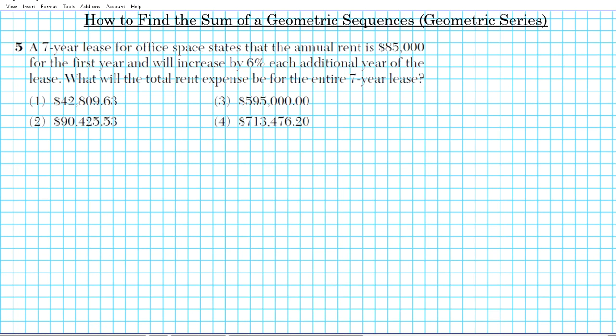Question 5 reads, a 7-year lease for office space states that the annual rent is $85,000 for the first year and will increase by 6% each additional year of the lease. What will the total rent expense be for the entire 7-year lease?